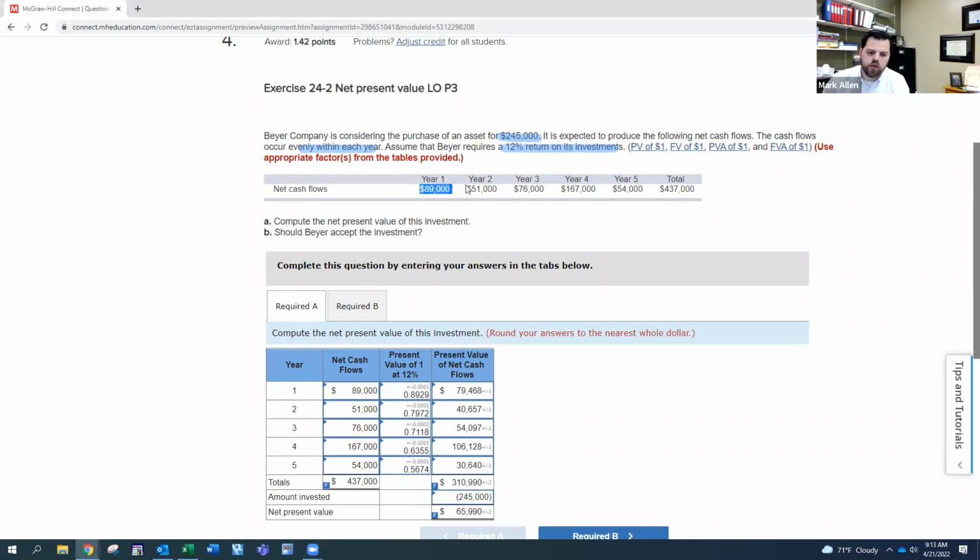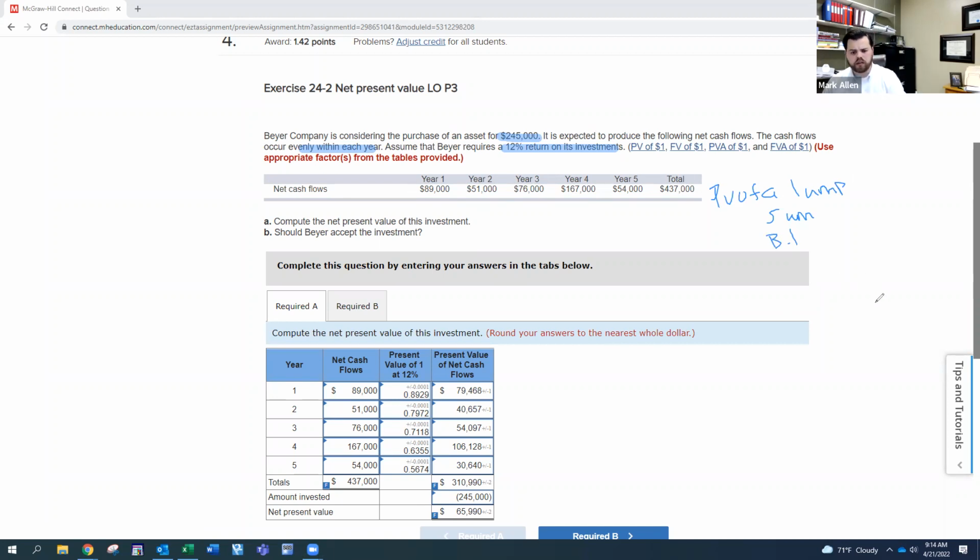So what I want you to realize too is look at these numbers. Are these numbers the same each year? So is 89 the same as 51, the same as 76, the same as, no, right? These are different numbers in each year. And so what I'm going to recommend is that you do this with the present value of a lump sum table. This is in your book called Table B.1.